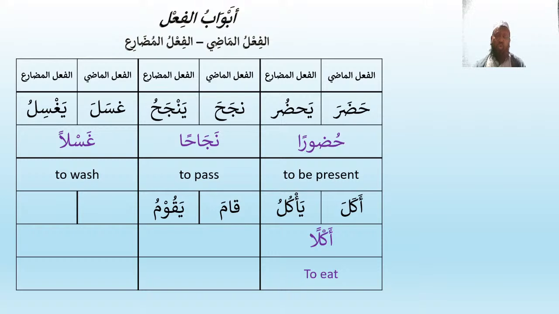حضر يحضر حضورا, to be present. نجح ينجح نجاحا, to pass. غسل يغسل غسلا, to wash. أكل يأكل أكلا, to eat. قام يقوم قياما, to stand up. So حضر يحضر, to be present. نجح ينجح, to pass. غسل يغسل, to wash. أكل يأكل, to eat. قام يقوم, to stand up.